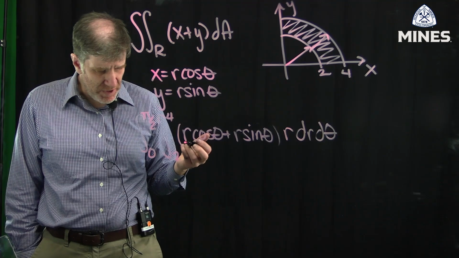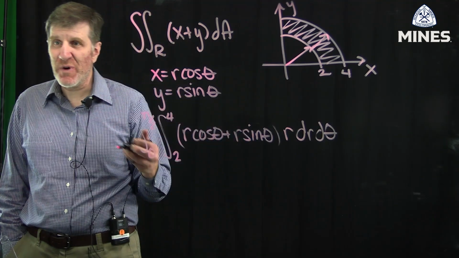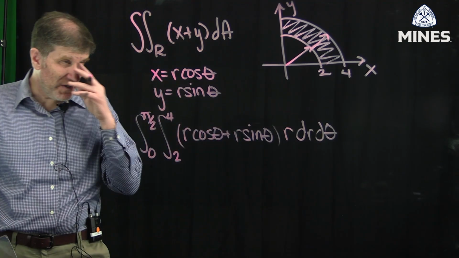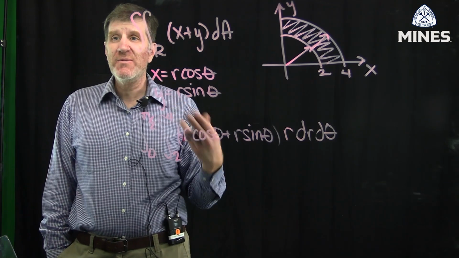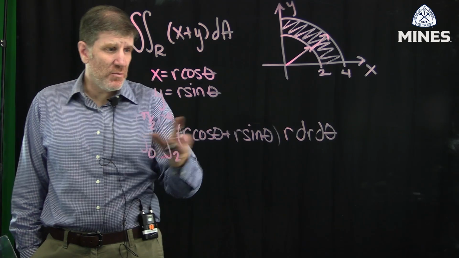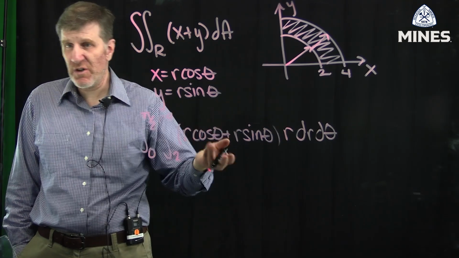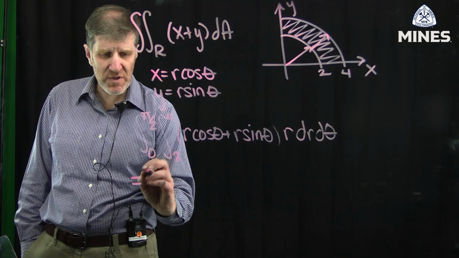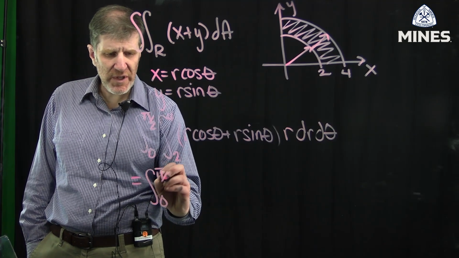That is so much nicer to deal with and work with than we would have in rectangular coordinates. This would be a nightmare if we kept it in x and y because this region is not xy friendly at all. But in polar, we have constant endpoints of integration. We have something that we can do. So this is great. Let's go ahead and complete it.